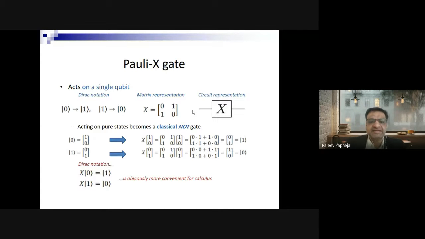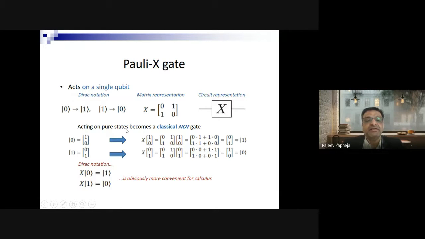The Pauli X gate is basically acting on a single qubit. In Dirac notation, the way it is written is using the bracket notation: bracket 0 changes to bracket 1, and bracket 1 changes to bracket 0. In the circuit, it is represented as an X in a box, where the lines that you see before and after the box X are nothing but quantum wires. They carry the information.